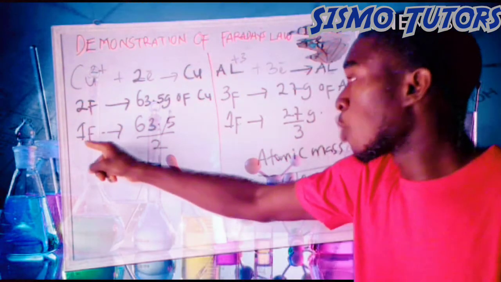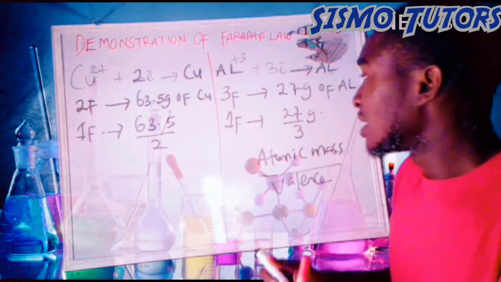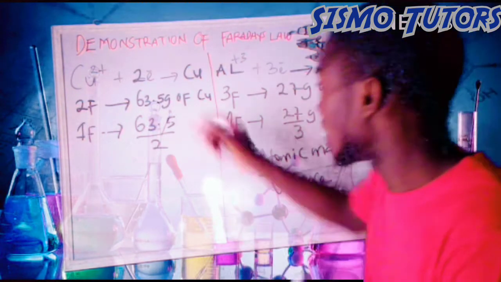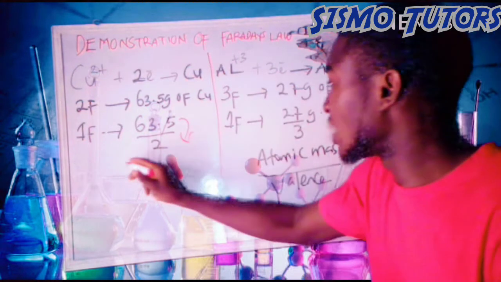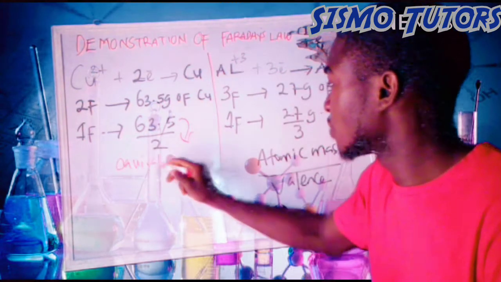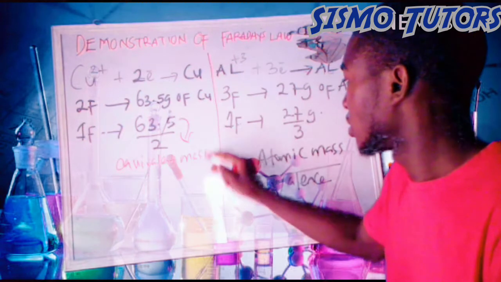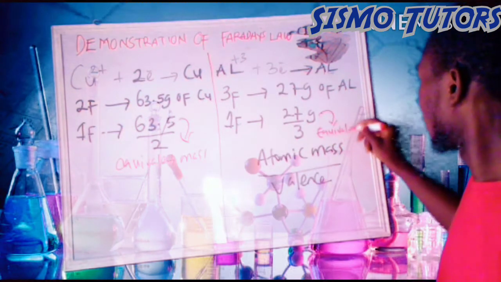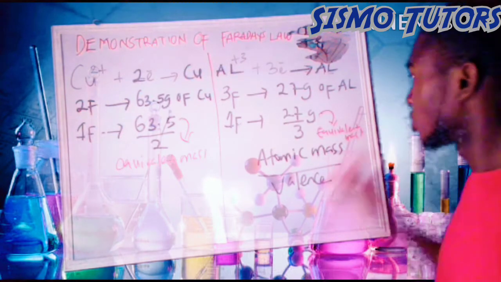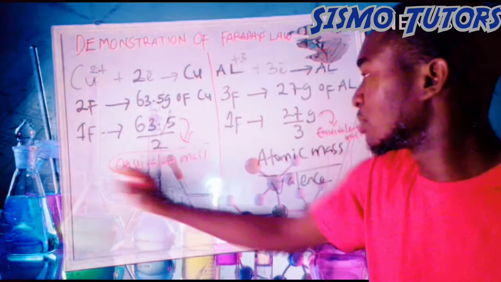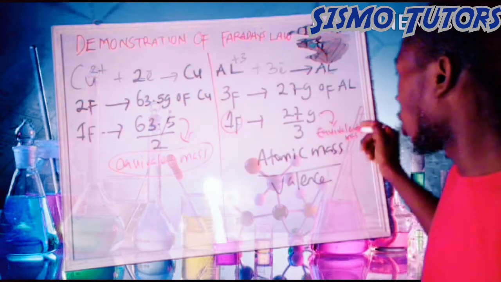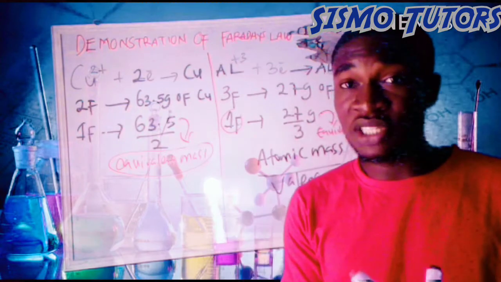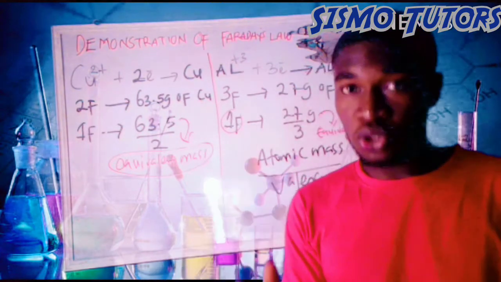So in this place, we passed 1F. So the mass of the substance deposited here is what? Anything we obtained here is the equivalent mass. This will give us the equivalent mass. And whatever we obtain here is the equivalent mass. So when we pass 1 Faraday, we obtain the equivalent mass. When we also pass 1 Faraday, we also obtain the equivalent mass. So this is what happens when we pass the same quantity of electricity through different solutions.